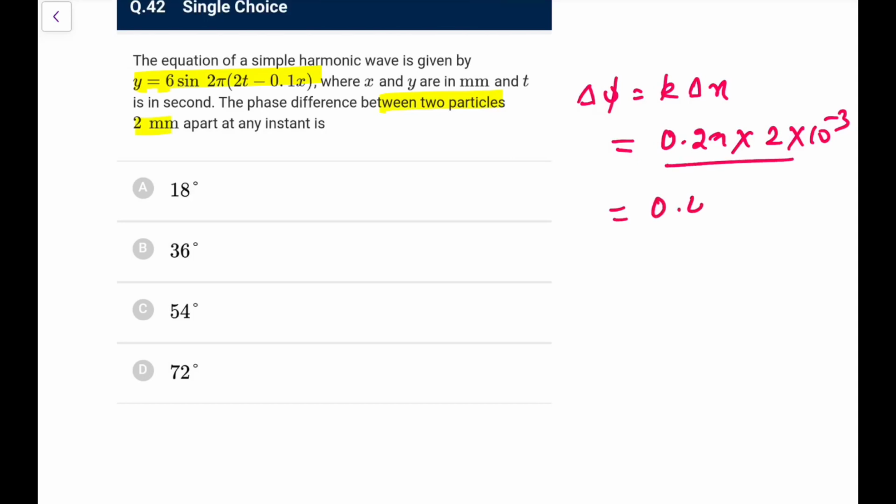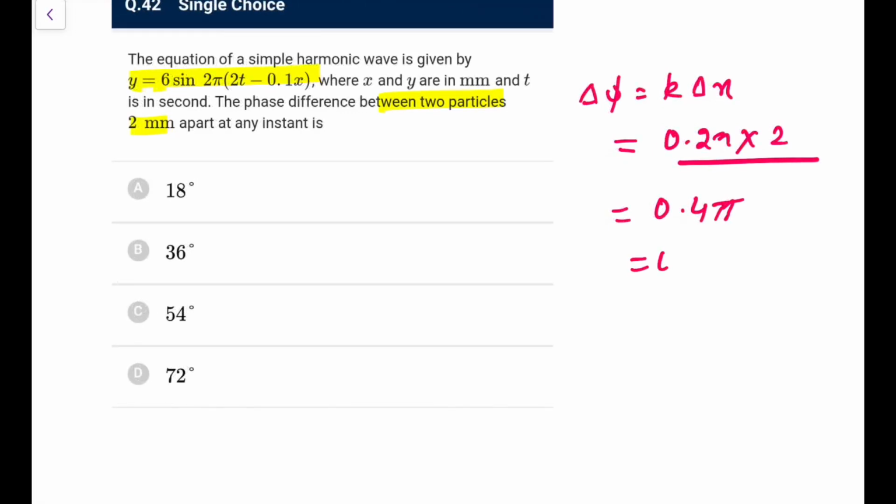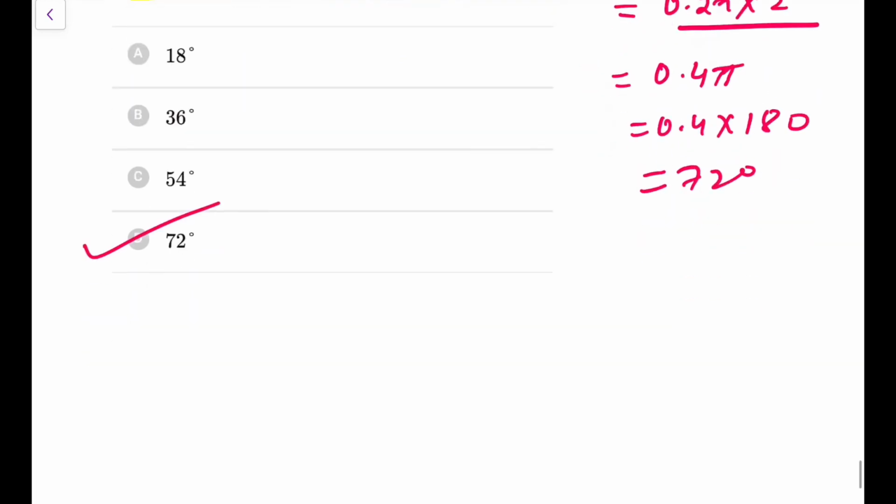So what we are left with, 0.4 into, okay, they are already in mm, so need not to write this 10 to the power minus 3, it is already incorporated in the question. So this is like this, so it would be, now this 0.4 pi, that is 0.4 into 180, so 18 4s are 72 degree, go for option D.